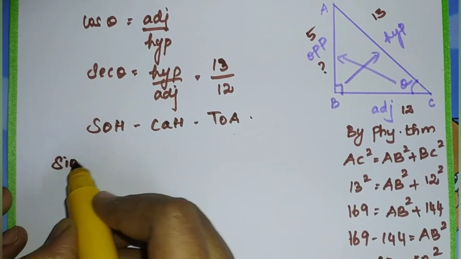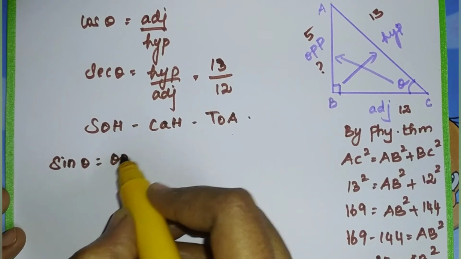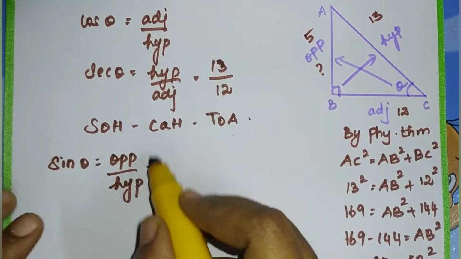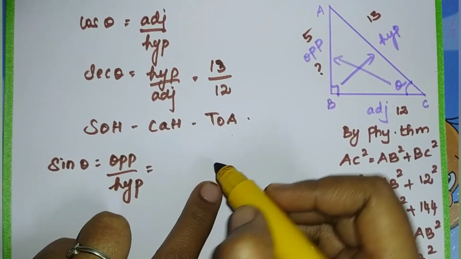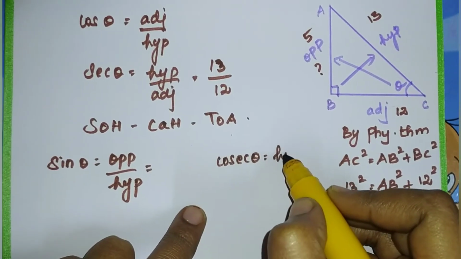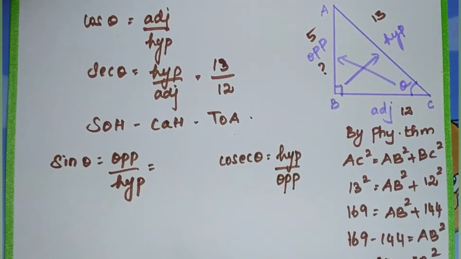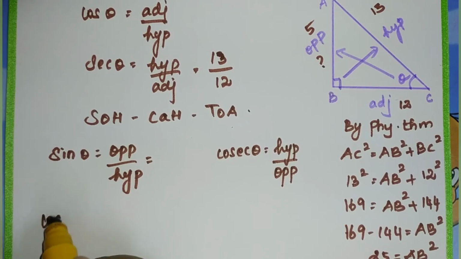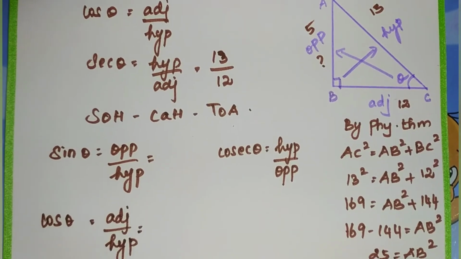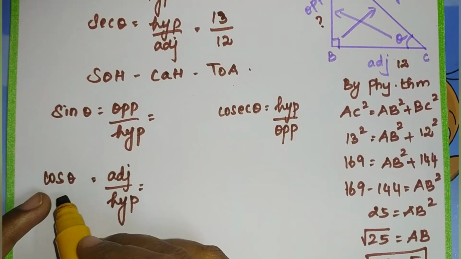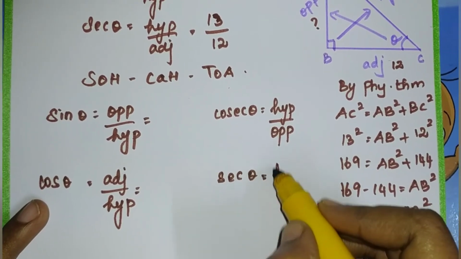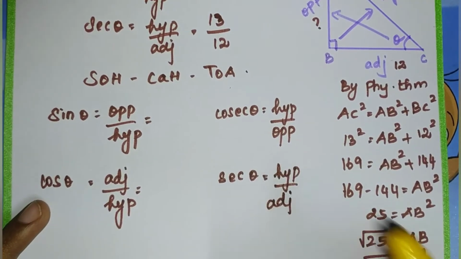First, sin theta is equal to opposite by hypotenuse, and that you have to write. The reciprocal of sin theta is cosecant theta, that is hypotenuse by opposite. Clear? And then cos theta is adjacent by hypotenuse. And what is the inverse of cos? That is secant theta, that is hypotenuse by adjacent.